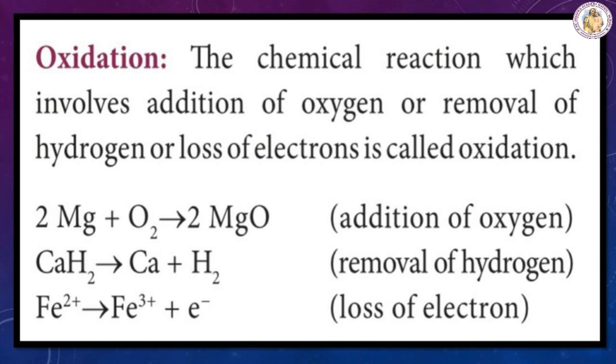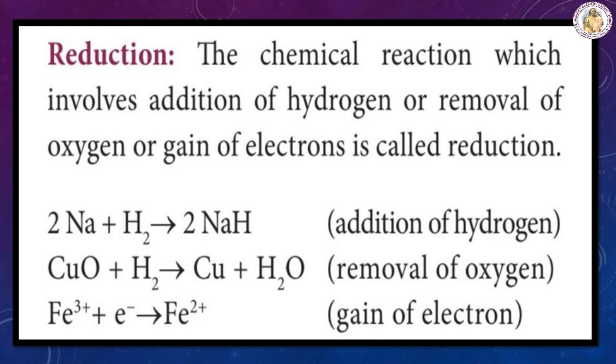Okay, next is the Fe2+ ion. Here in the Fe2+ they removed electrons. It is the loss of electrons, and it forms Fe3+. So addition of oxygen, removal of hydrogen and loss of electrons is called what? Oxidation.